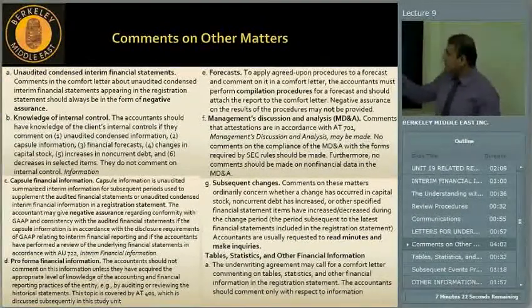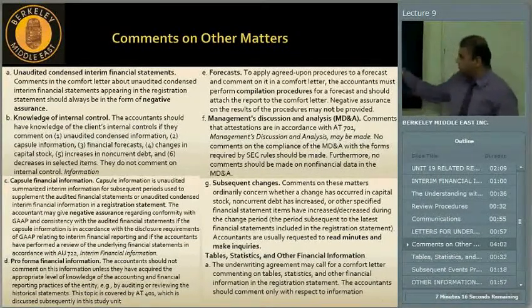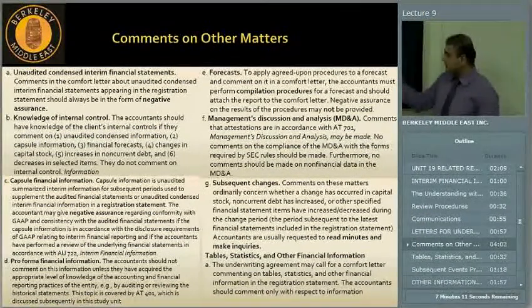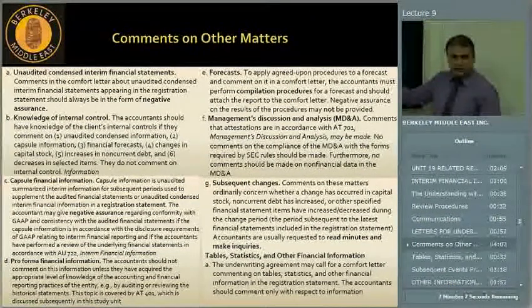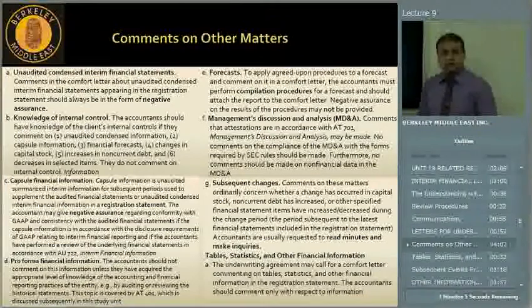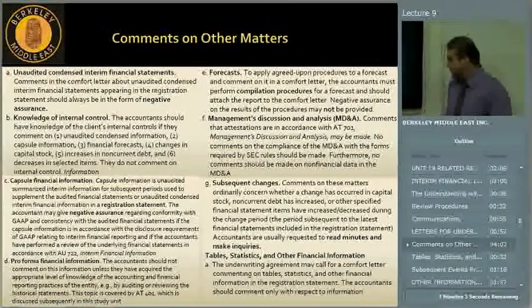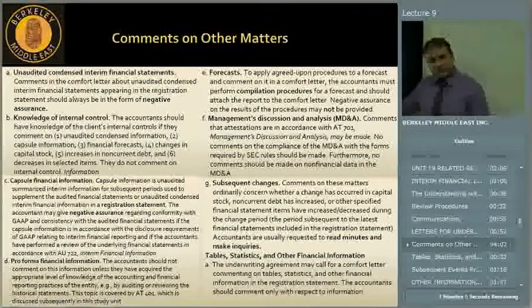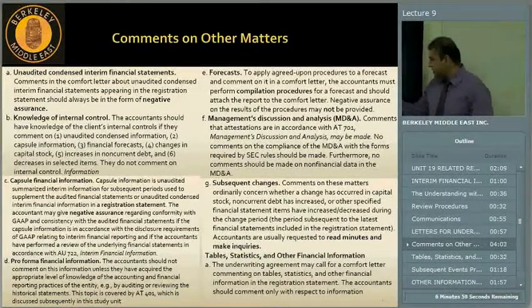Then capsule financial information is unaudited, summarized interim financial information for the subsequent period, used to supplement the audited financial statement or unaudited condensed information in a registration statement. This is also a negative assurance because we are looking for some material statement opinion. Pro forma financial statements are the same. The accountant should not comment on this information unless they have acquired the appropriate level of knowledge.